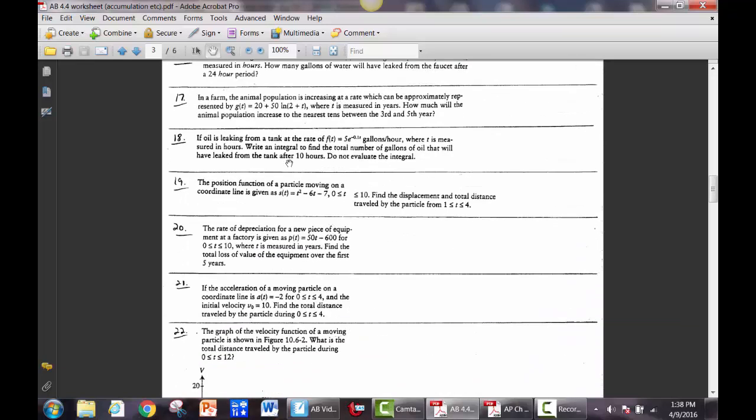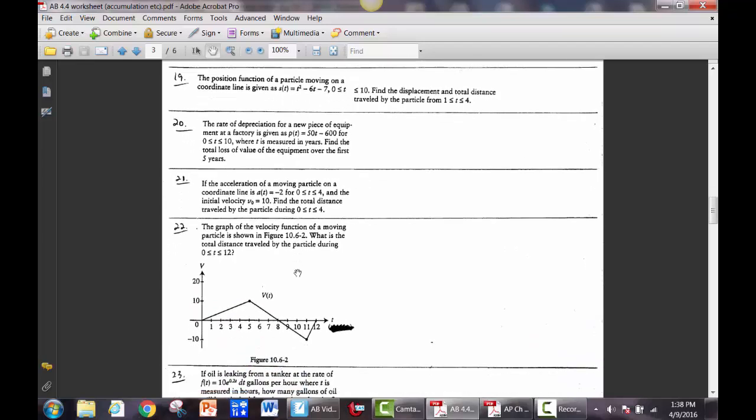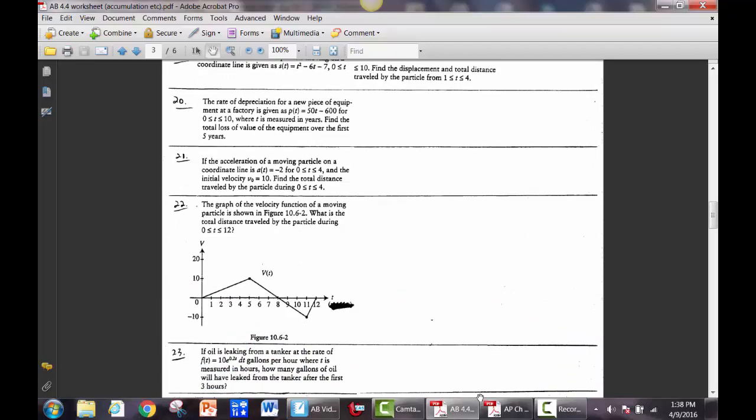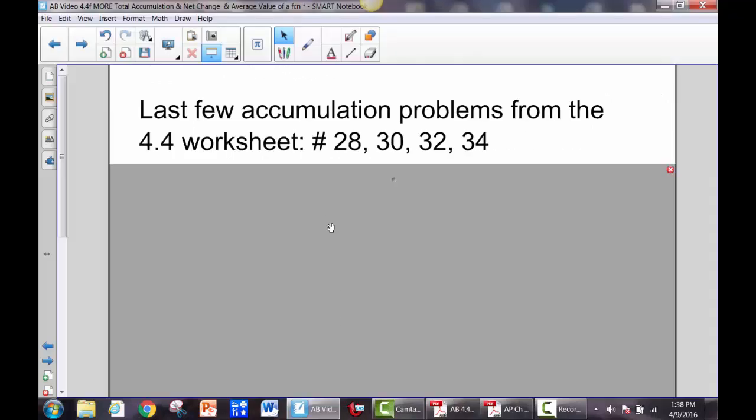There'll be some total accumulation. Find the total number of gallons of oil that will have leaked, kind of similar to the one we just looked at. How much will the animal population increase? So that's the total increase in animal population. Find the total distance again, etc. Okay, so we're going to look right now at number 28.